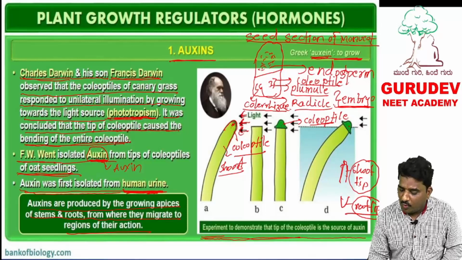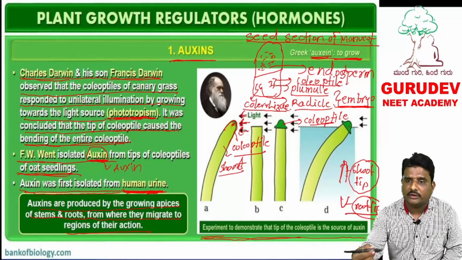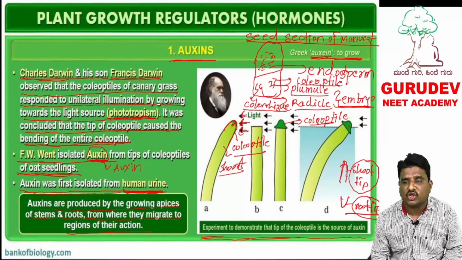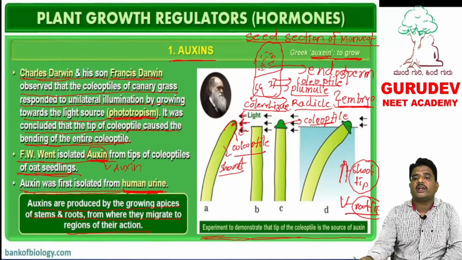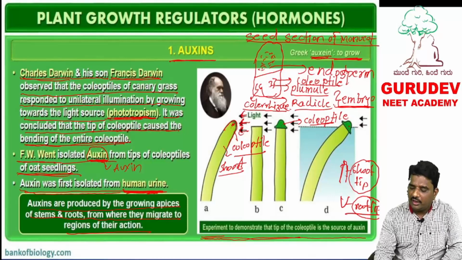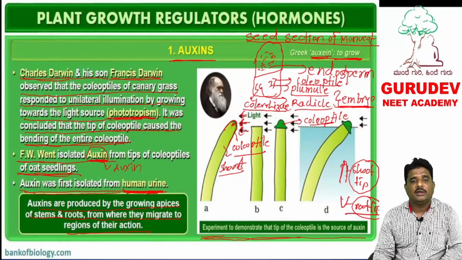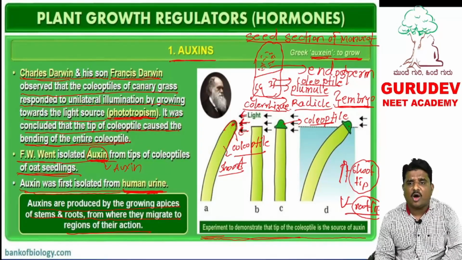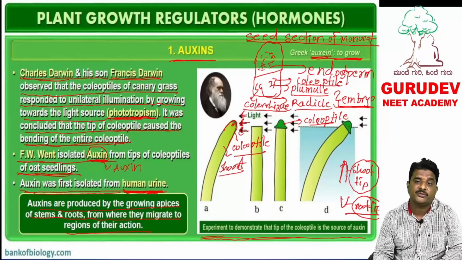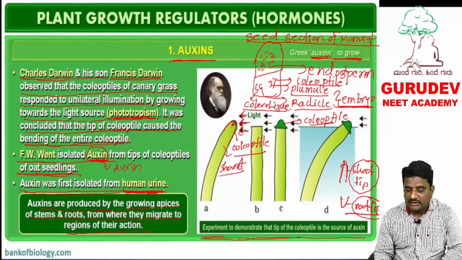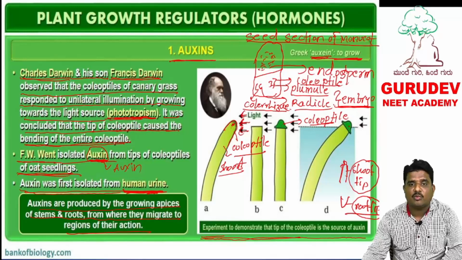They are produced at one point and migrate to the other place where they do their action. Suppose they are produced at the root tip, they will go to the shoot for their action, or produced at the shoot tip, they act on the root tip. That means the place where auxin is produced is not the place where it acts. It acts on the other place where it has a function. This is the discovery of auxin hormone by Charles Darwin and his son Francis Darwin.